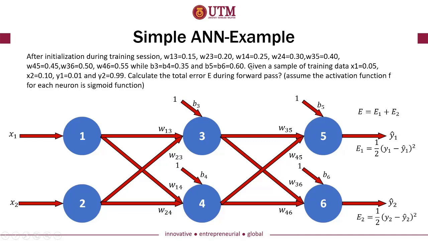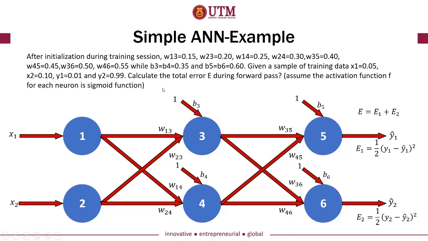So given a sample of training data whereby x1 is equal to 0.01 and x2 is equal to 0.10, and this is the actual output, y1 is equal to 0.01 and y2 is equal to 0.99. So the question is to calculate the total error during forward pass.